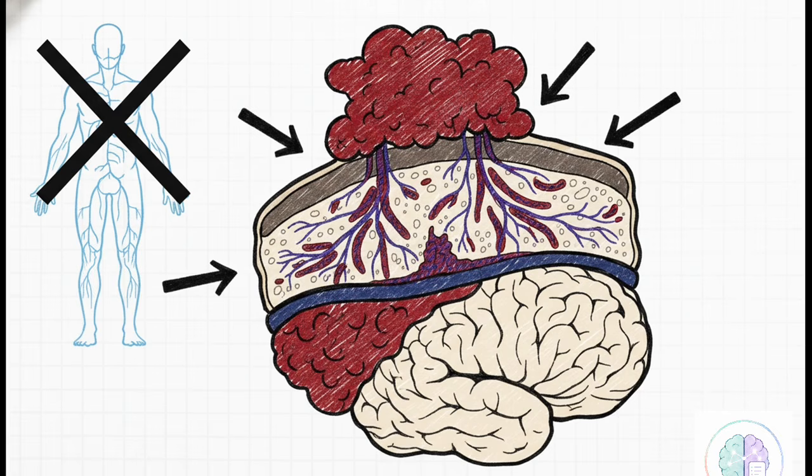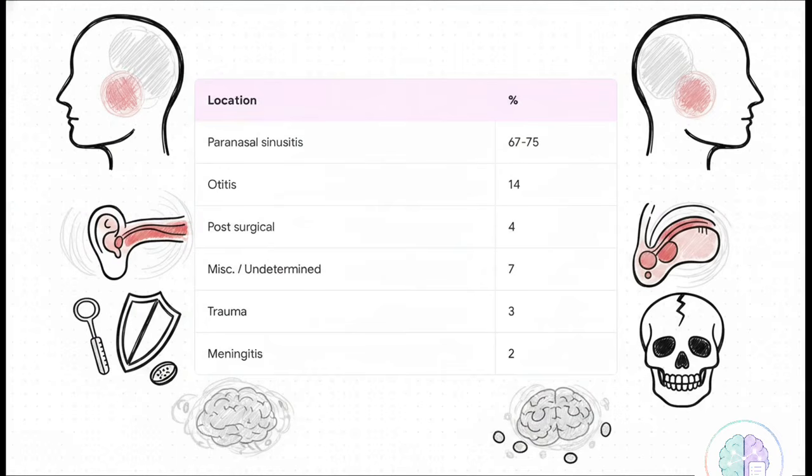Instead, the bacteria kind of piggyback on the anatomy. They often spread through the valveless, diploic veins in the skull, frequently traveling right alongside an associated thrombophlebitis to reach the subdural space. Going point by point through the primary culprits, you can see paranasal sinusitis absolutely dominates the etiologies. It's responsible for 67 to 75% of cases, especially frontal sinusitis in adults. Otitis, usually chronic otitis media, comes in next at 14%.